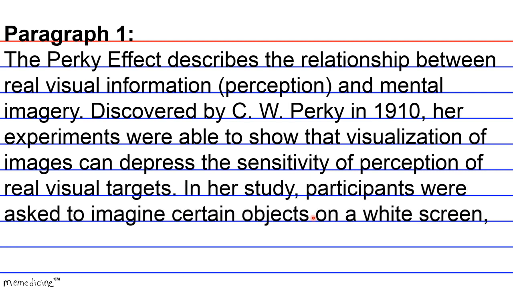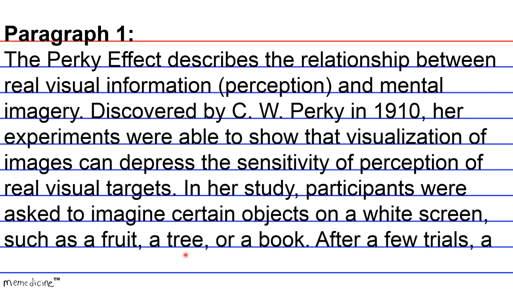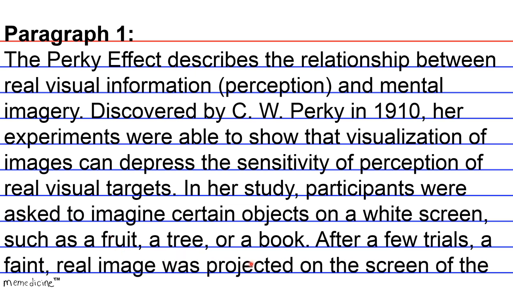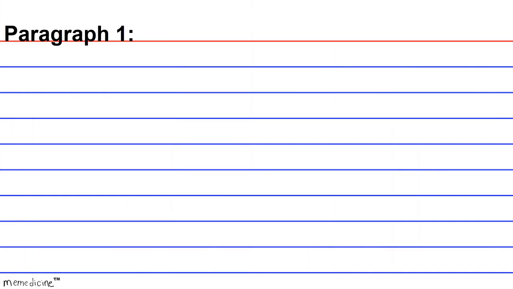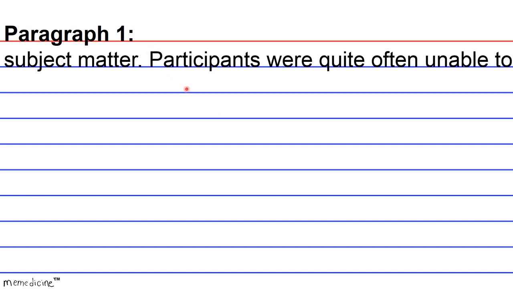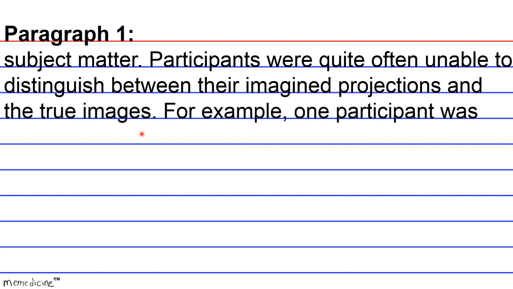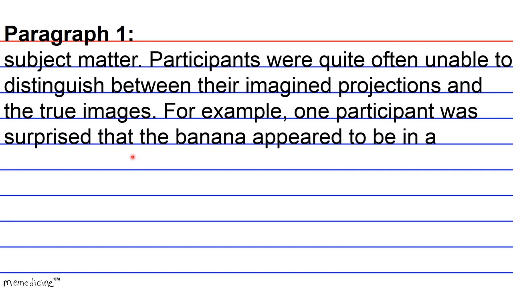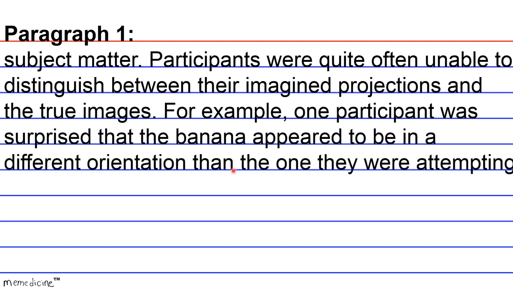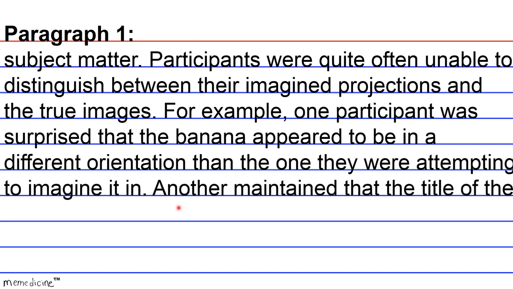In her study, participants were asked to imagine certain objects on a white screen, such as a fruit, a tree, or a book. After a few trials, a faint real image was projected on the screen of the subject matter. Participants were quite often unable to distinguish between their imagined projections and the true images. For example, one participant was surprised that the banana appeared to be in a different orientation than the one they were attempting to imagine it in.